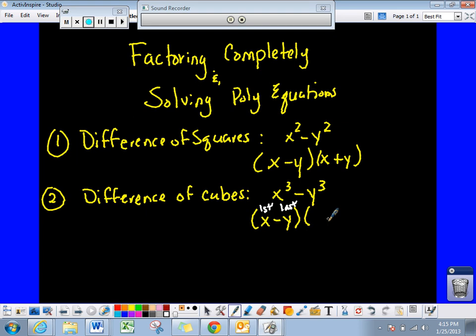So then you square the first term. Multiply the two together and change the sign. And then you square the last term. So negative y squared becomes y squared. There's your factors.